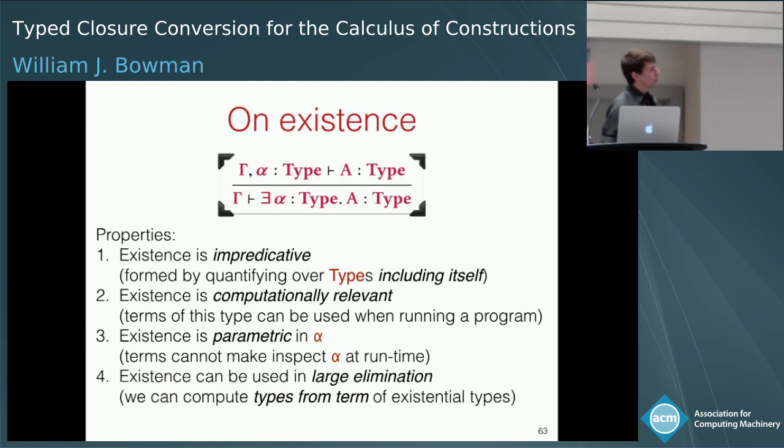And finally, we need to use this sort of type in large elimination, which just means that we can actually compute types from terms. So we can do things like say, if x, then nat, else bool. So we can actually eliminate runtime terms to compute types. Now, since we're compiling dependent functions into this existential type, this closure, and dependent functions can be used with large elimination, we also need whatever our closure type is to support large elimination. Okay, so these are the properties we need.